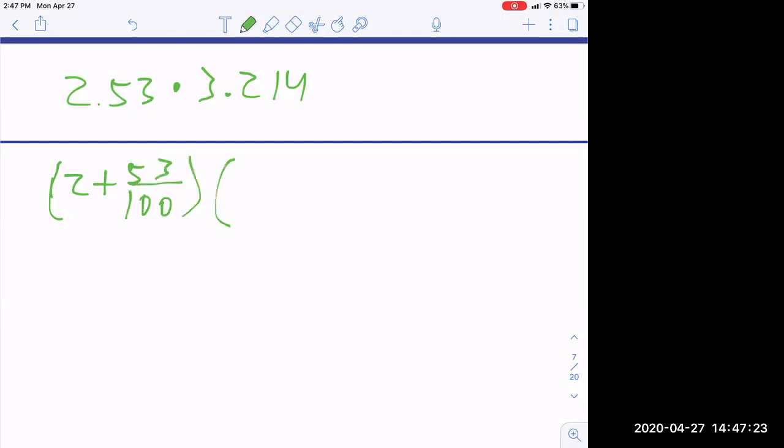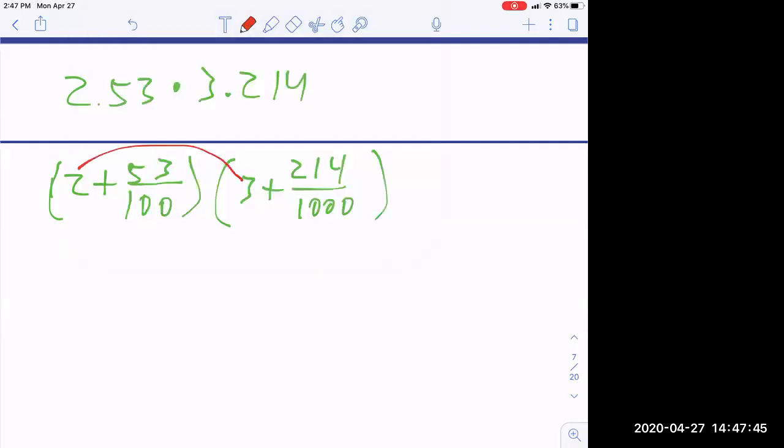Then I'm going to multiply this. 3 plus 214 over 1,000. Well, I'm going to do the distributive property, but I'm not going to multiply everything out because I don't need that really.